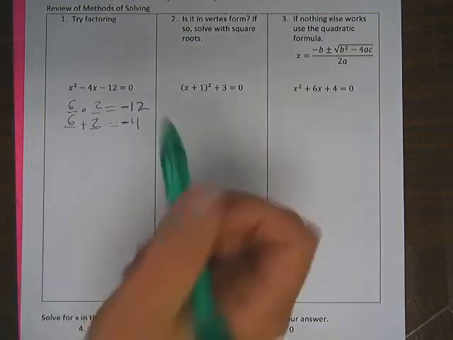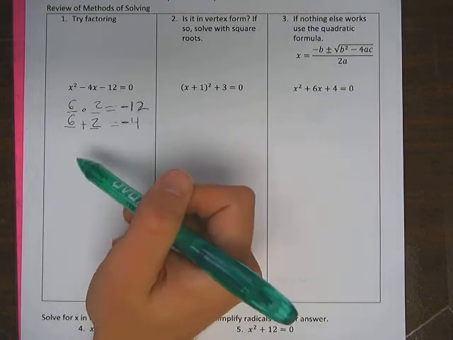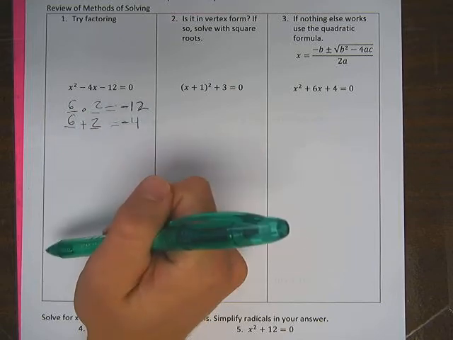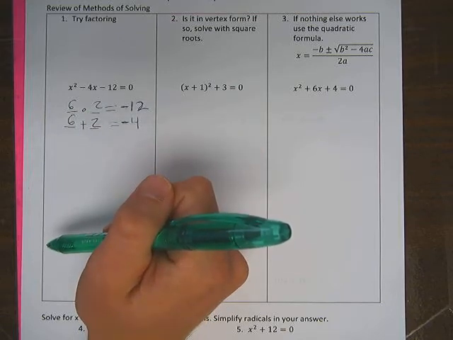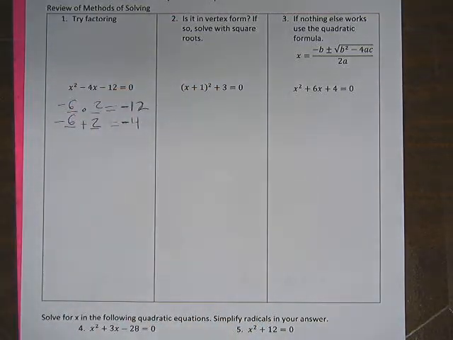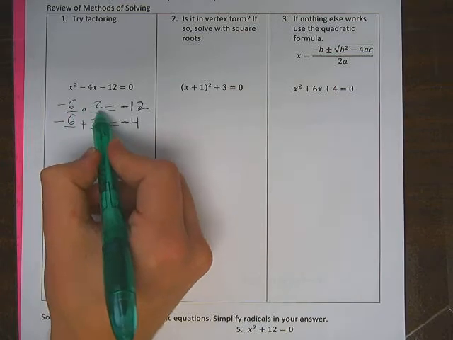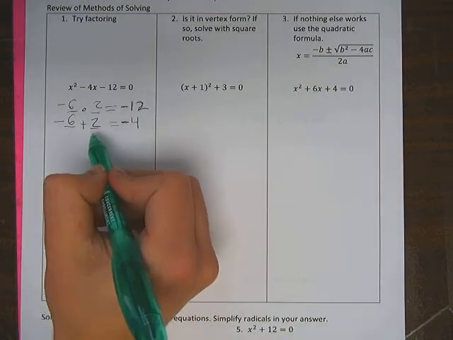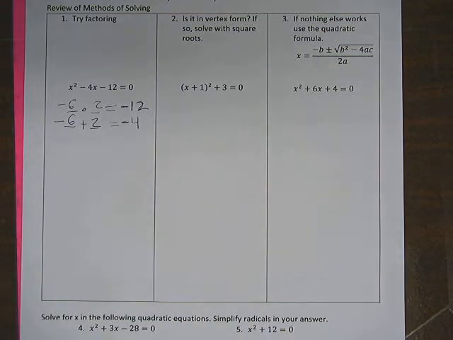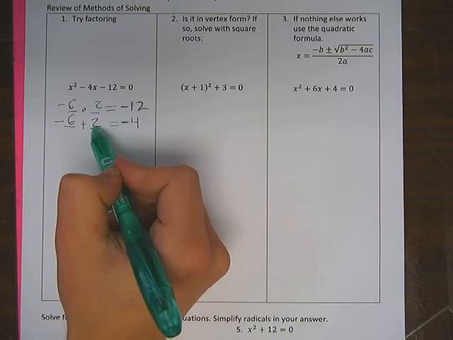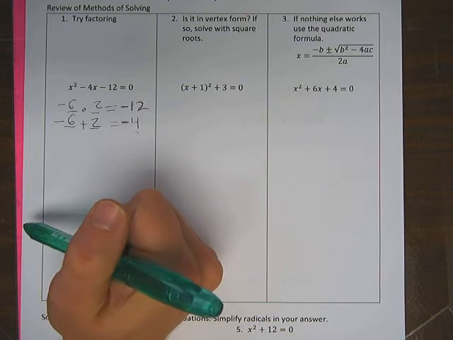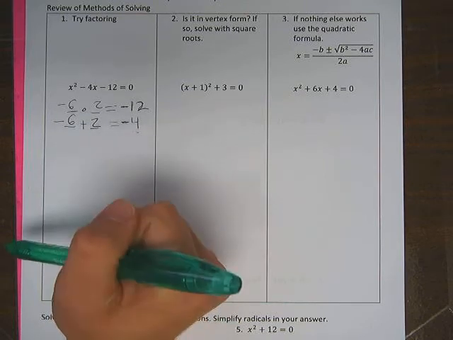Now, that doesn't give me the right sign over here though, right? 6 and 2 does give me positive 12, but I need one of them to be negative, right? So which one should I have be negative for this to work? Well, I'm just going to throw a negative in front of the 6, because negative 6 times 2 gives me negative 12. Negative 6 plus positive 2 is negative 4, okay, so that gives me what I want. If I had put the negative in front of the 2, I wouldn't have gotten negative 4 over here. I would have gotten positive 4. So that's how we know we need to put it on the 6.